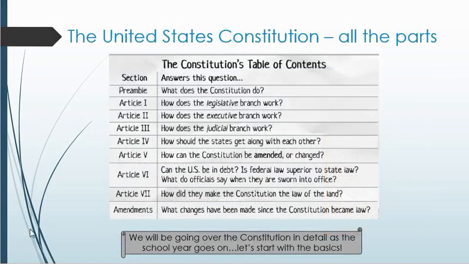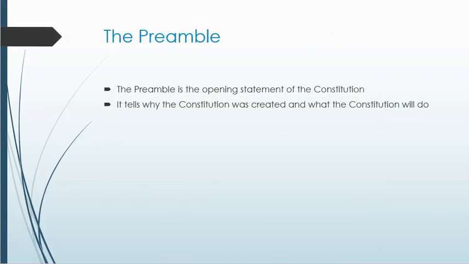We're going to be spending most of the school year going over different parts of the Constitution, but let's just go over some of the basics first. So here's a basic chart that we're going to look at, and we'll piece this out in the next few slides. The preamble of the Constitution is basically the opening statement, and it tells why the Constitution was created and what the Constitution will do. So when you think about writing a paragraph, you're letting people know what you're writing about in that first sentence. Same thing with the preamble.